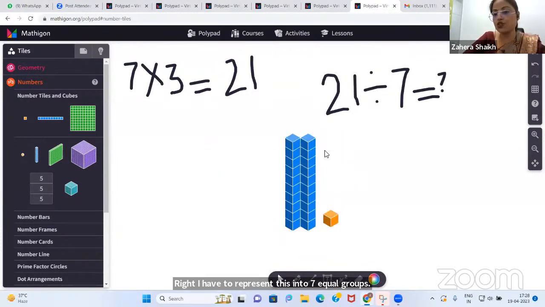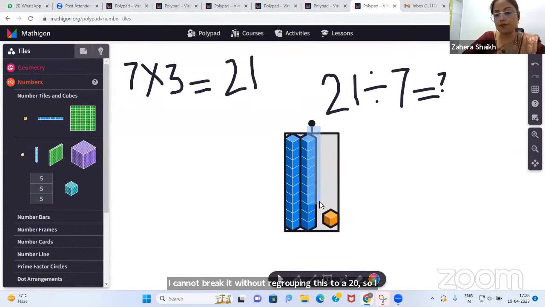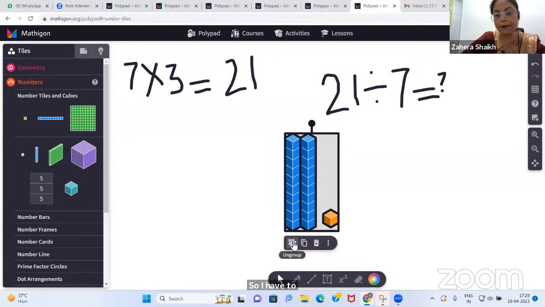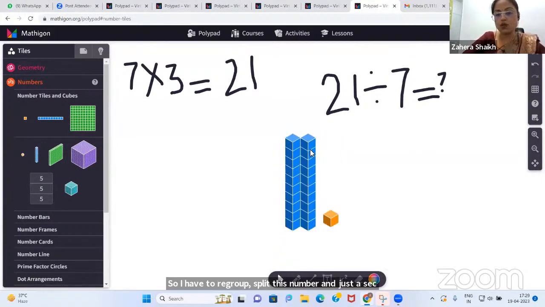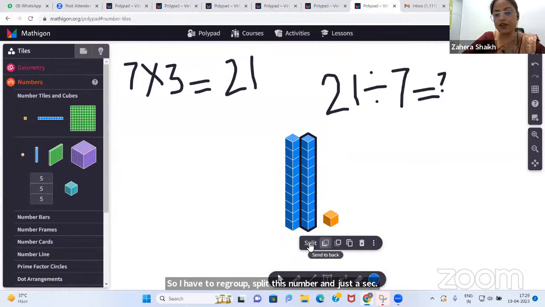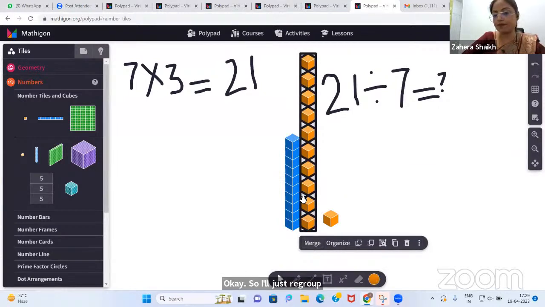So now I need to regroup this tens. I cannot break it without regrouping this to 20. So I need to regroup it. So I have to regroup, split this number. Okay, so I'll just regroup, split this into ones, right?